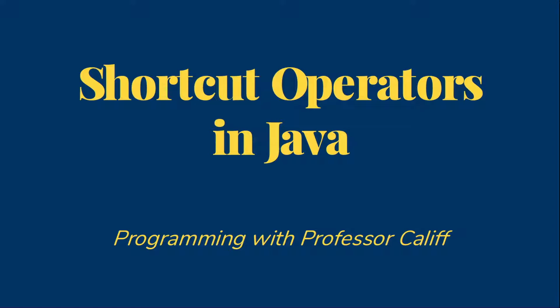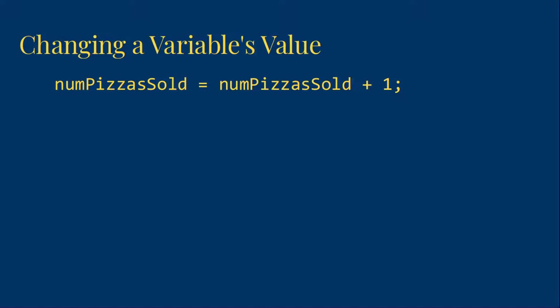Today I'd like to talk about some shortcuts in Java. One of the things we frequently want to do in programs is to modify the current value of a variable. To change a variable's value, we need to first determine its current value on the right-hand side of the assignment, then do the computation required to make the change we want, and then finally store the new value back into the variable. If we're using good, meaningful names, that can become a little long-winded, as here, where we have numPizzasSold is assigned numPizzasSold plus 1.